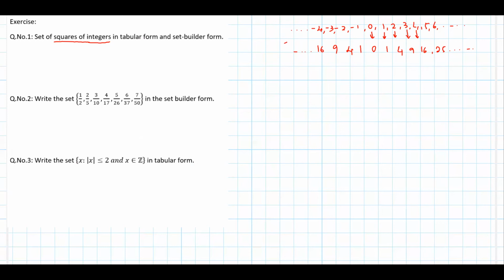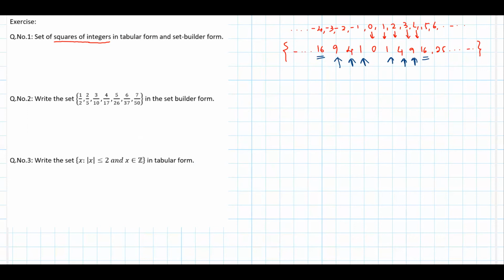So can we simply keep curly brackets here to form this set? No, we cannot. The reason is that here we have 16 appearing twice, and sets will not take duplicates as per the definition. It must have distinct elements. 9 is appearing twice, 4 twice, 1 also twice. Except 0, all the elements like 1, 4, 9, 16, 25, everything appears twice. So we don't want that.